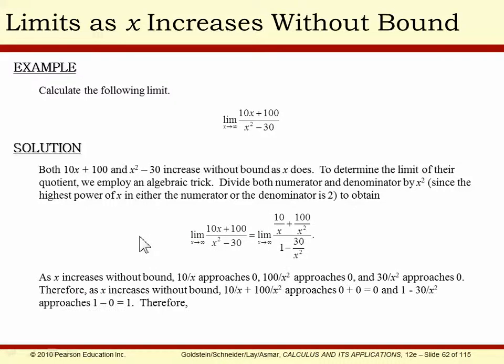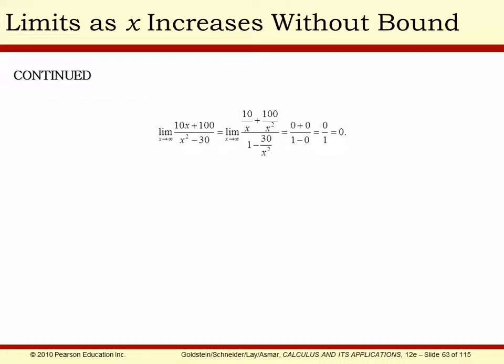Then what we can do is we can just take the limit of the numerator and the denominator separately. Eventually, we can just plug in infinity for x, essentially. And 10 over x, that gives us a limit of 0. 10 divided by infinity is going to be 0. 100 divided by x squared, as x goes to infinity, is going to be 0.